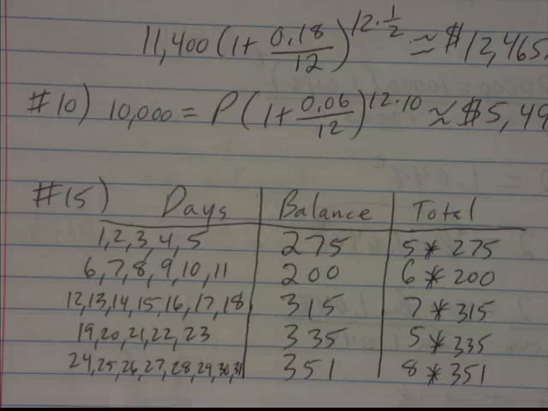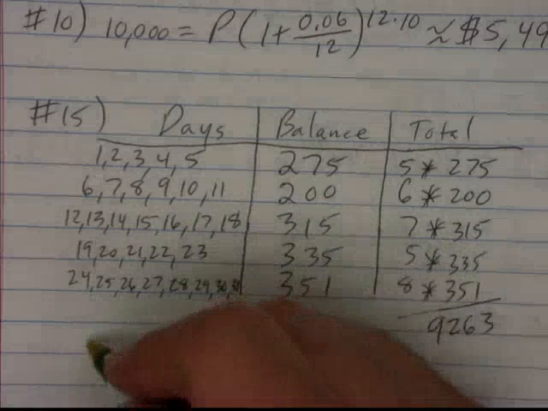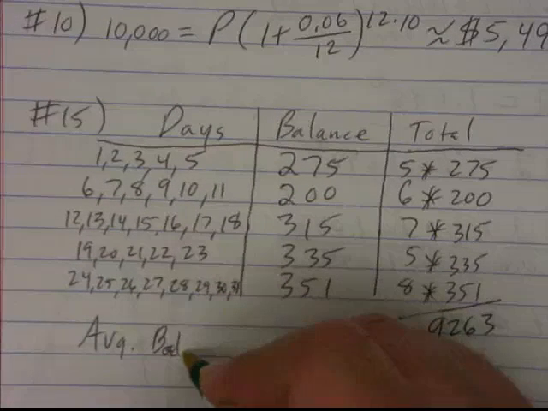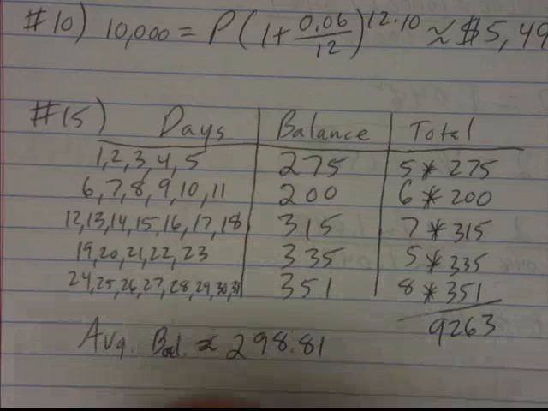So now what we need to do is find our totals here, and then we can find what our average balance is. So I'm in the calculator. I'm going to take 5 times 275 plus 6 times 200 plus 7 times 315 plus 5 times 335 plus 8 times 351, and that gives me a total here of 9,263. Now what I need to do is divide that by the number of days, which is 31. All right, and that comes out to an average balance of about 298.81.